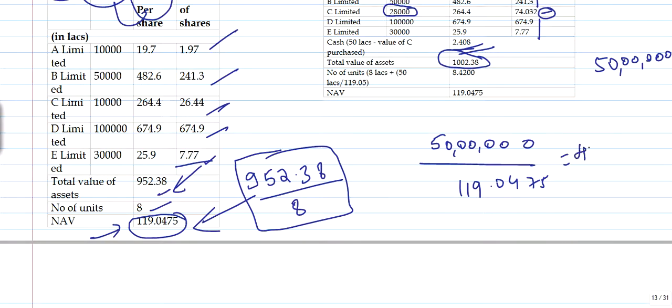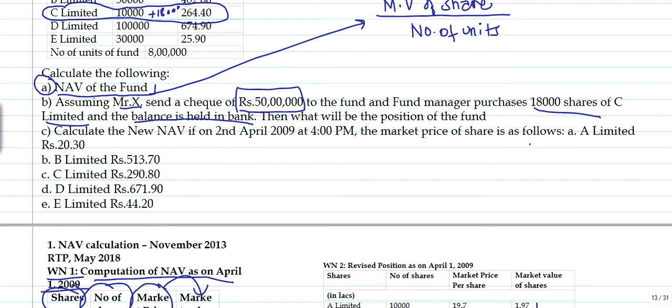So 42,000 units should be given to Mr. X. That's why 42,000 units are added here. So total value divided by number of units, you will get the NAV.